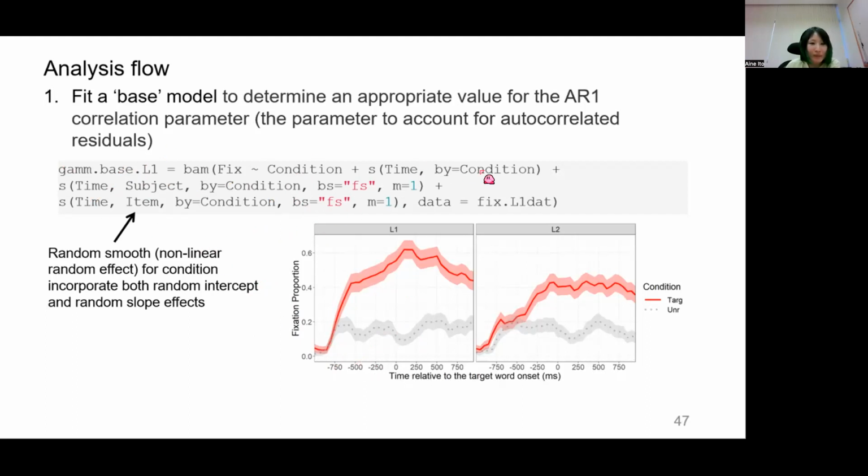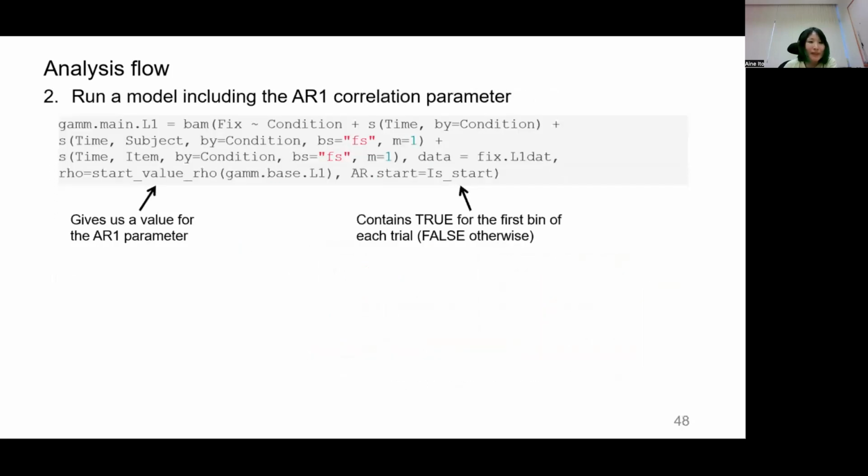If we run this, we can test that. And the random smooth is something like a random effect that we include, as for LME, linear mixed effects models. Here we have what is called random smooth, and that incorporates both random intercept and random slope effects. We are going to look at this in a bit more detail during the tutorial, how to define random smooth. So you run this base model first, and then you can obtain the autocorrelation parameter based on the model. And then we can run the main model with the autocorrelation parameter in.